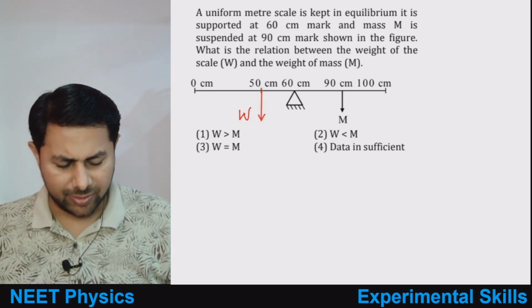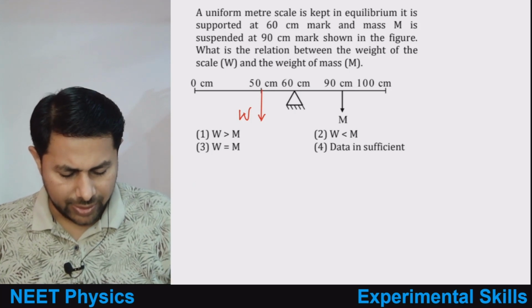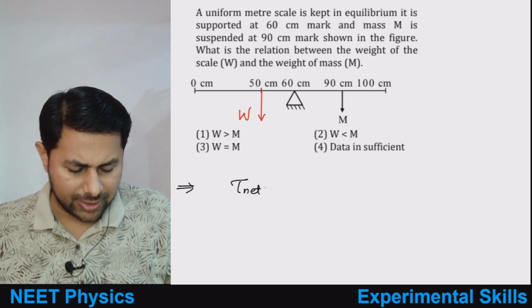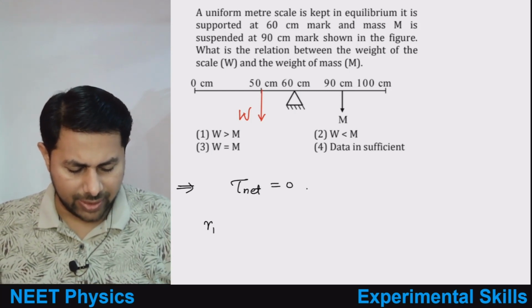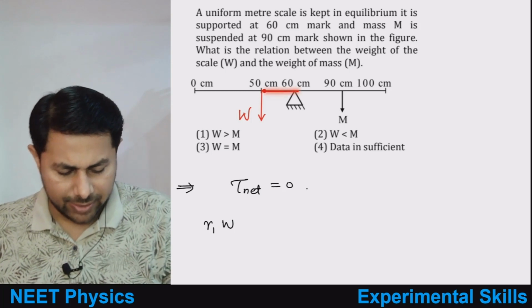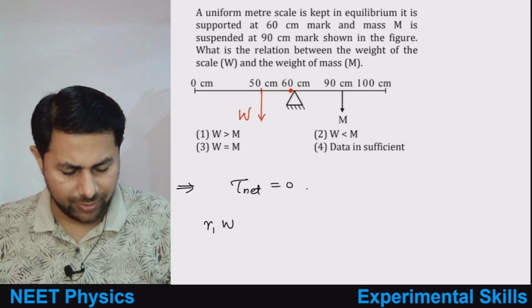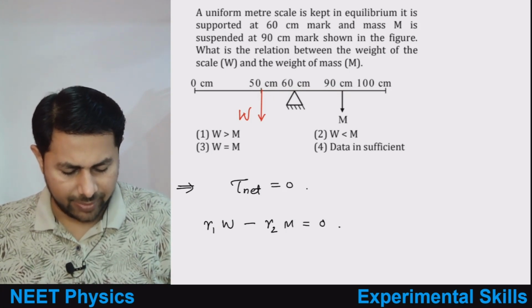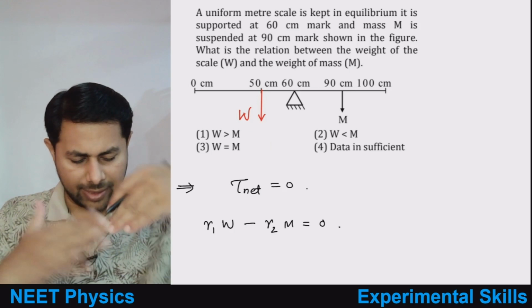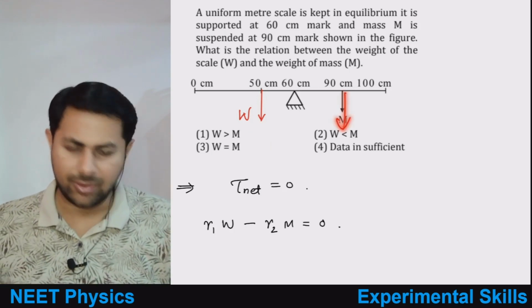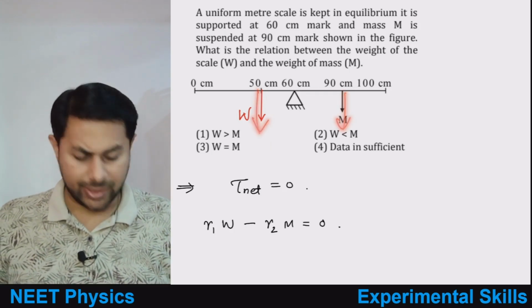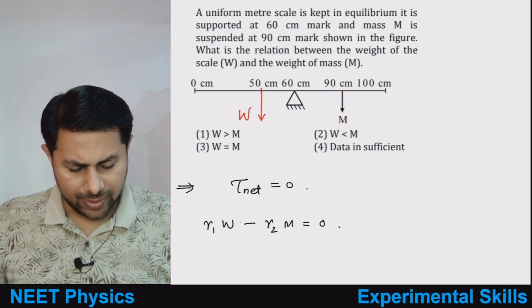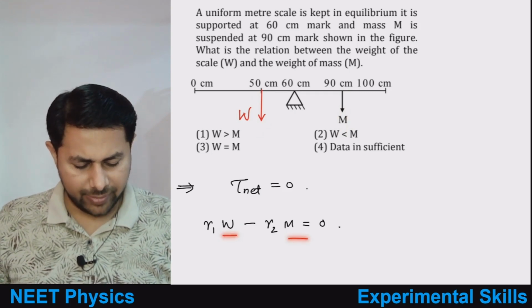Then it's very simple. The weight is W. For the scale to be in equilibrium, the net torque must be equal to 0. So net torque is equal to 0, and therefore you have R1 times W minus R2 times M is equal to 0, because W will rotate the scale anti-clockwise and the other mass will rotate the scale clockwise. Anti-clockwise rotation we consider positive, clockwise negative. We just want to find the relation between them.